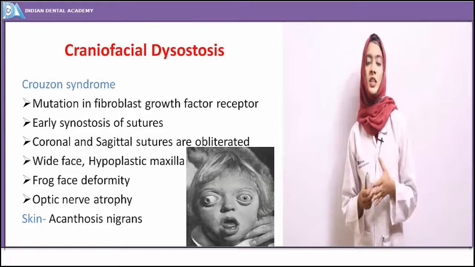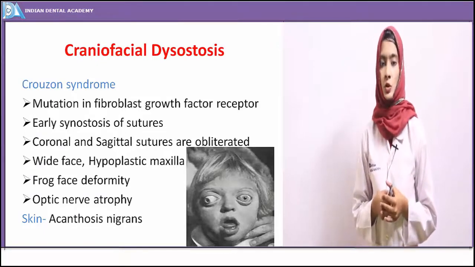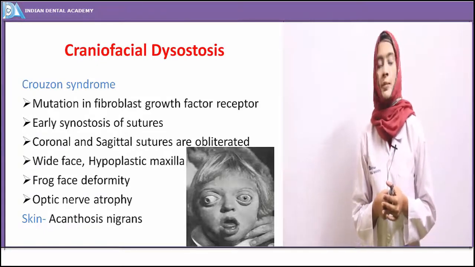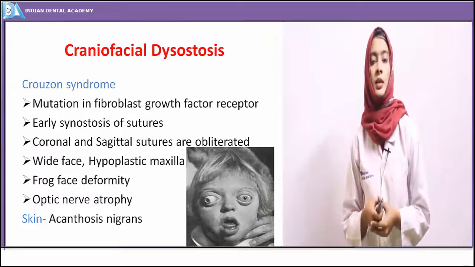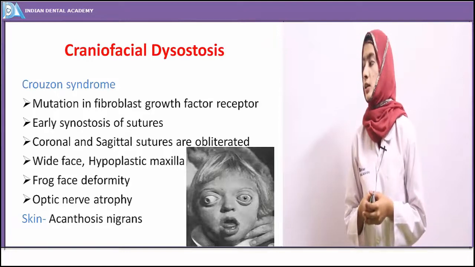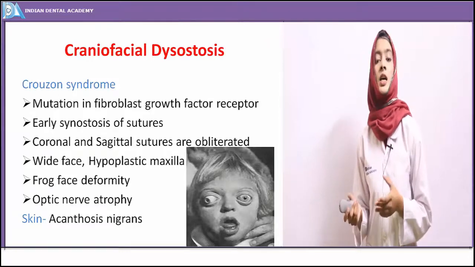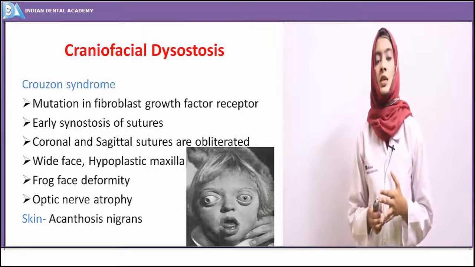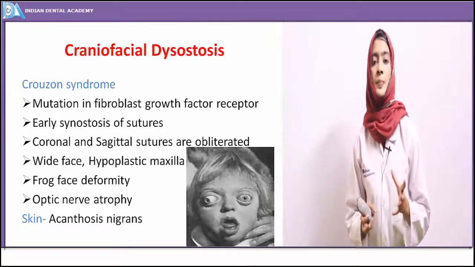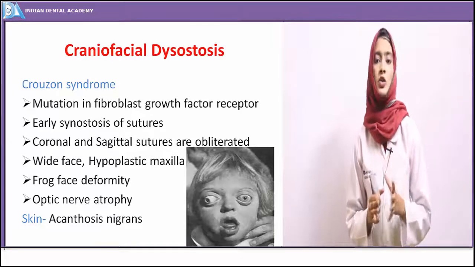The defect here is a mutation in the fibroblast growth factor receptors. So whatever the gene codes for the normal receptors, it is being mutated. Then this defect arises. The basic defect here is the early synostosis of sutures.